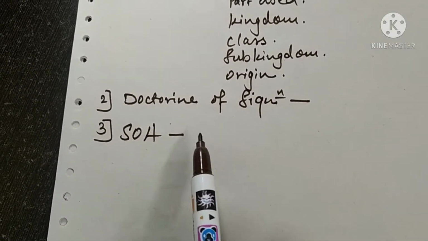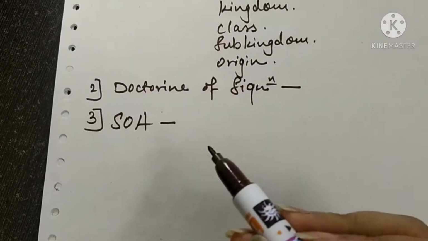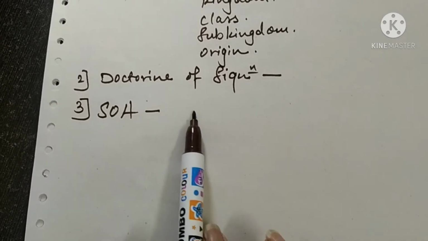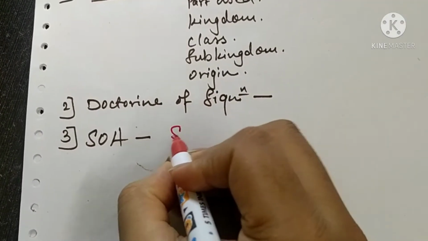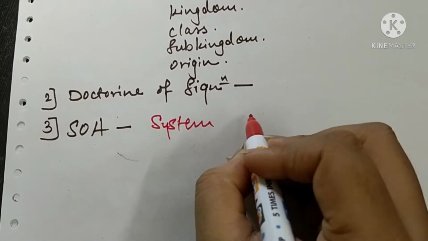By this we come to know the comparison of the drugs. We'll compare one drug with the other drug. When we compare those drugs, we compare the system of the drugs. Here we compare the system of two different drugs.